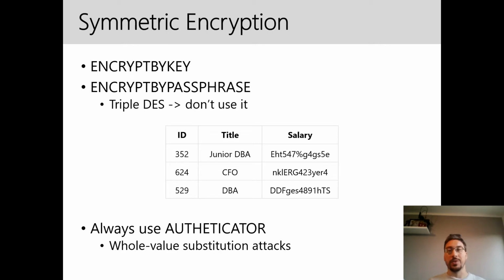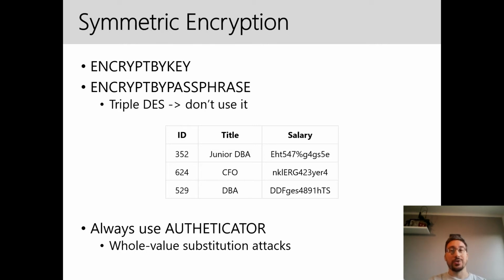So this is something we have to be especially careful about when we're using symmetric encryption, and always use an authenticator. I have seen a lot of places that don't use authenticators simply because they didn't know this exists, and they didn't know you could use such an attack, right? And it doesn't even have to be an outside attacker that would do this.